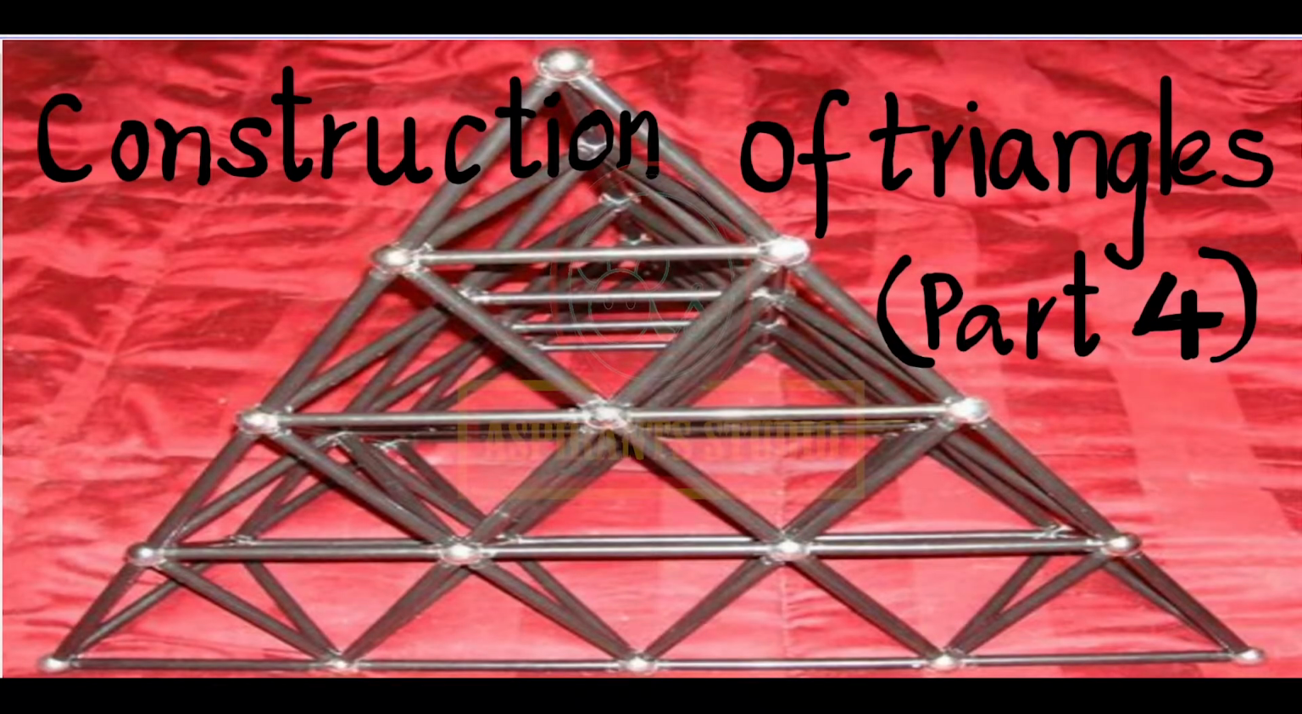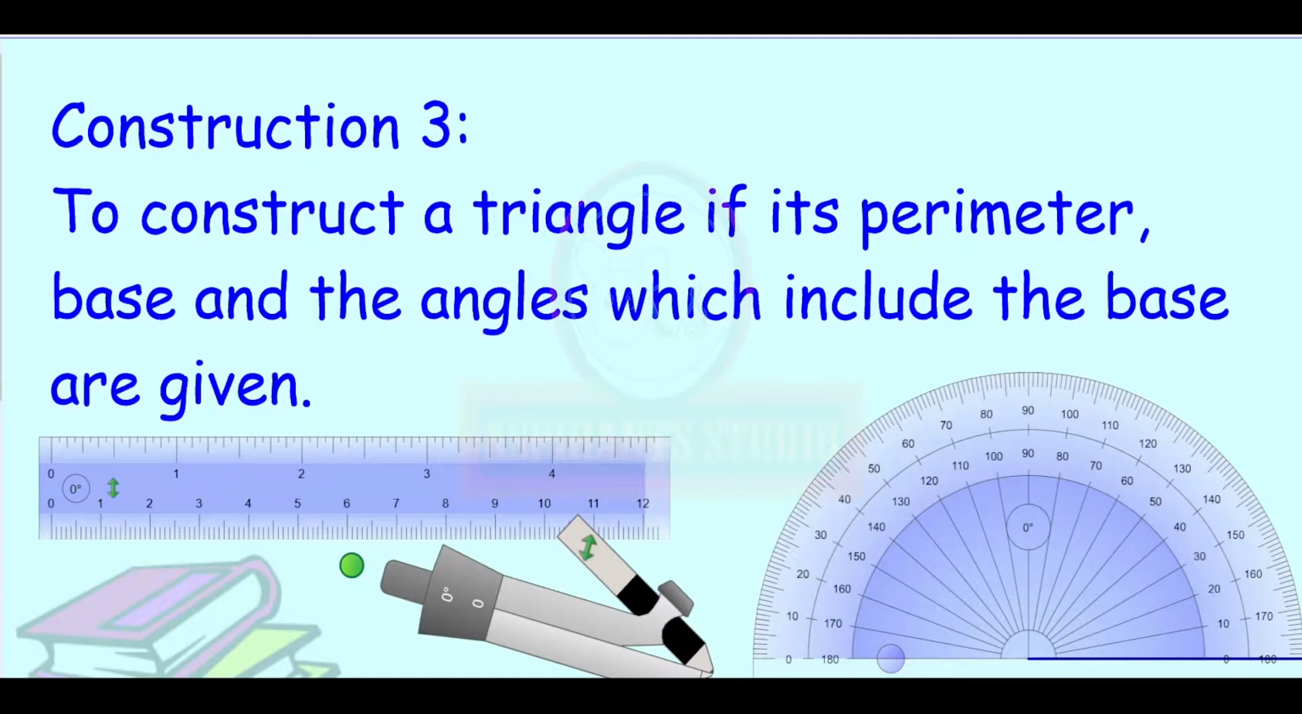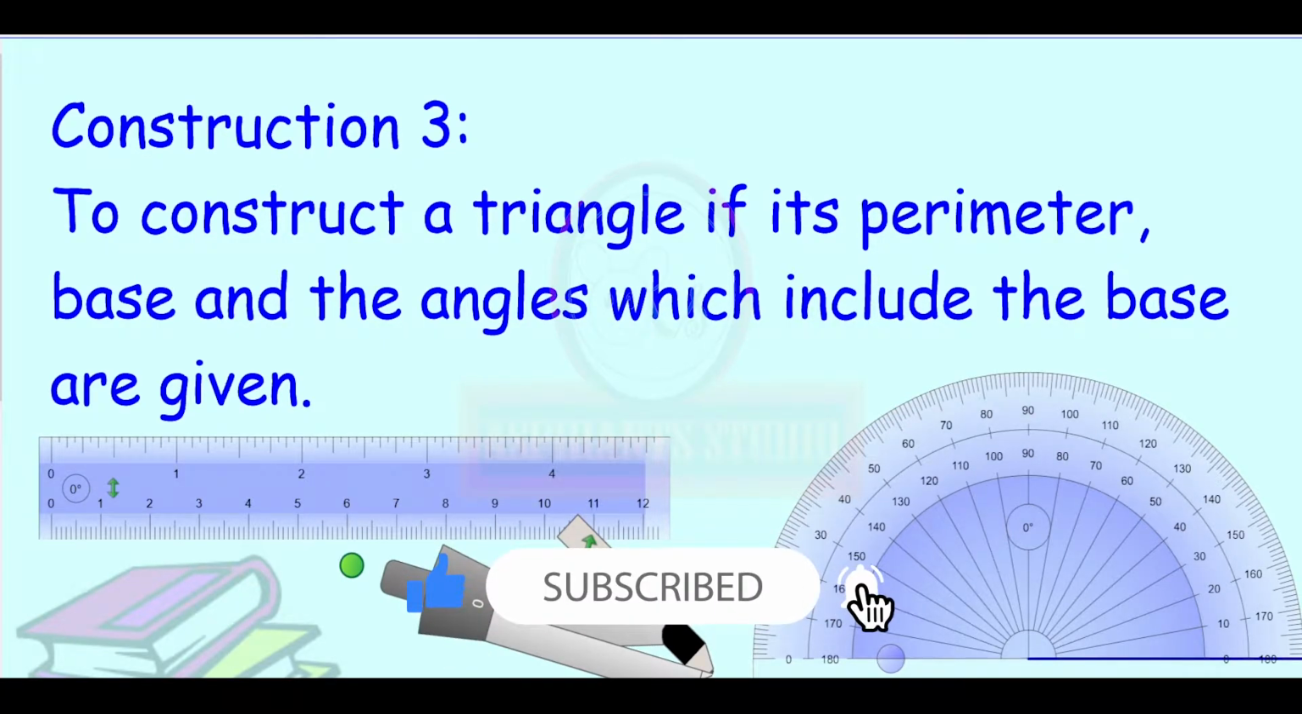Construction of triangles, Part 4. Construction 3. To construct a triangle, if its perimeter, base and the angles which include the base are given.